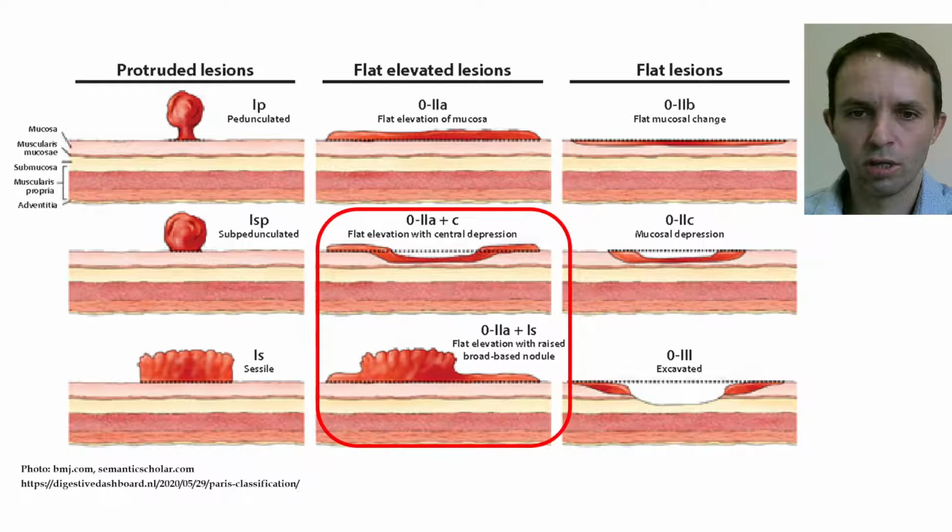Also, we should not forget that there may be mixed type lesions like 2A plus C, a flat elevation with central depression, or for example 2A plus 1S, a flat elevation with a raised broad-based nodule. We should describe carefully because different lesions carry different risk of becoming malignant.